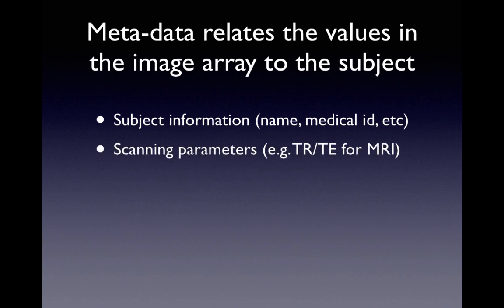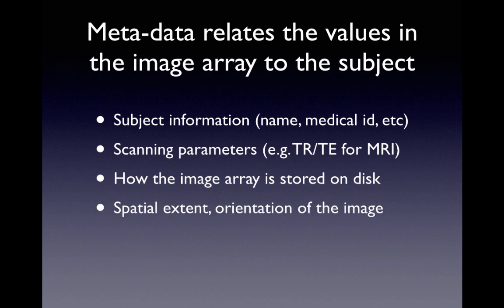Scanning parameters, so for example, if you're using MRI, your image metadata might contain TR and TE values. Some information for the computer to know how the image array is actually stored on disk, because three-dimensional arrays in a computer always have to be stored as just a list of values. Computer memory in the end is just a one-dimensional array. And then information about the spatial extent and orientation of the image. So where this three-dimensional array is in relation to the scanner coordinate system. And that's an important bit of information to know.